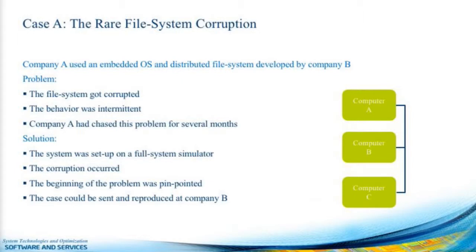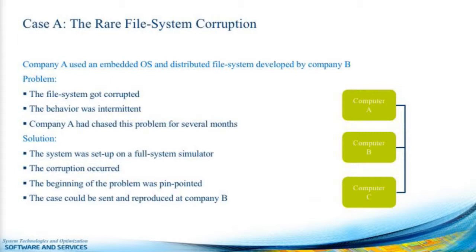It was this following scenario. You had company A who had an embedded operating system with a distributed file system developed by company B. So company A was sitting there with this system. They had this file system. They bought it from somewhere. They only had the binaries, right? They didn't develop this, so they wouldn't really know how to fix the bug if there was a bug. But there was a bug in it, right?